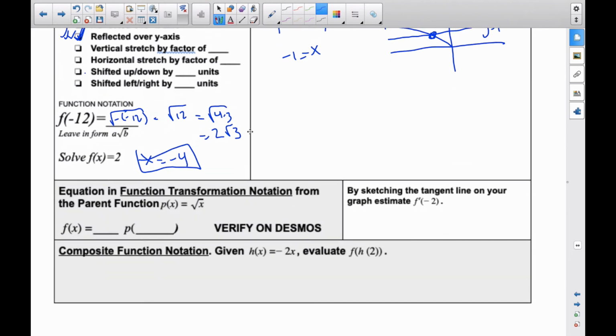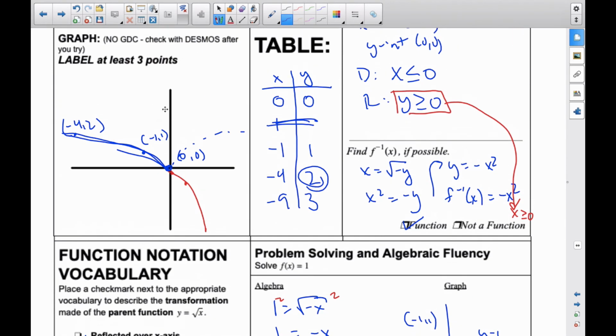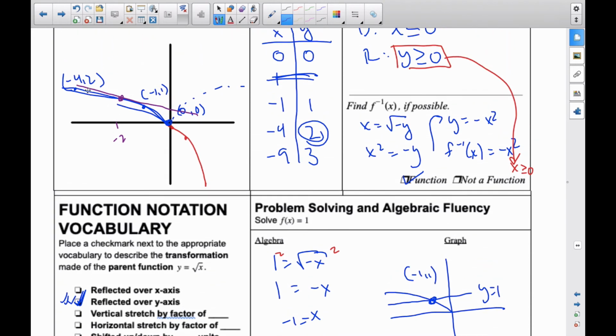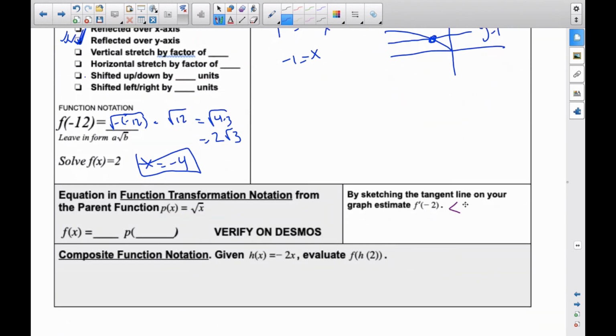Okay, so now let's do this sketching one here. Sketch the tangent line of a graph by estimating f prime at negative 2. So I'm going to sketch the derivative at negative 2. Okay, so I find negative 2. Here's negative 2 about here. Here's the x value of negative 2. And so I'm looking for a line that touches just at negative 2. There is a tangent line, and that slope is a negative value. I'm going to say that it is less than 0. It is negative, and that is close enough. All I need for that.